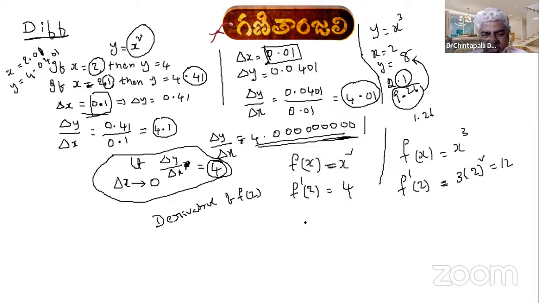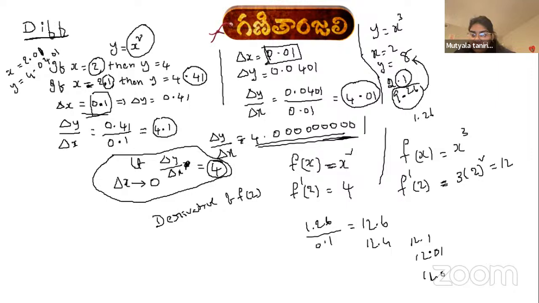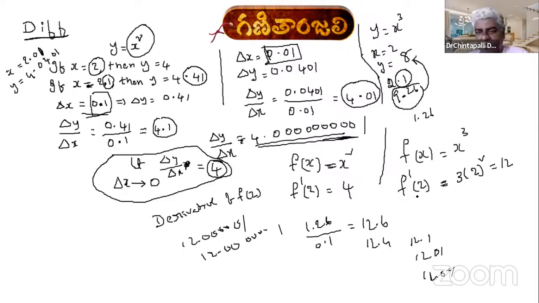Now the ratio, that is 1.26 by 0.1. What is the value of 1.26 by 0.1? 12.6. So if you go on reducing the value of delta x, it will become 12.4, 12.1, 12.01, 12.001, 12.00001, and so on. So if the difference is almost 0 but not 0, its value is 12.